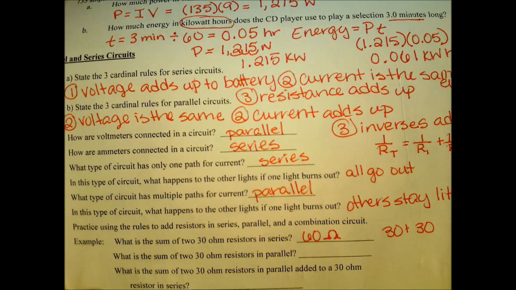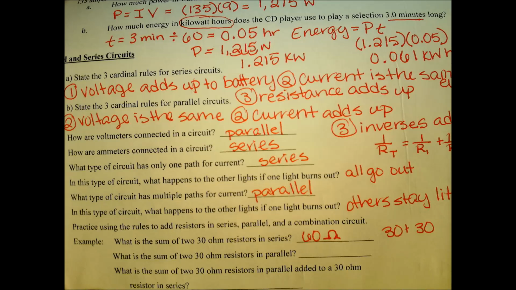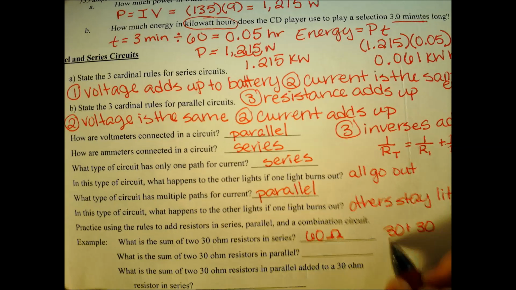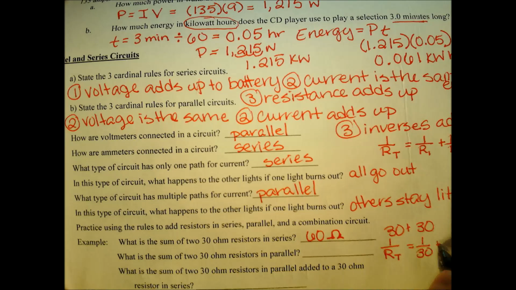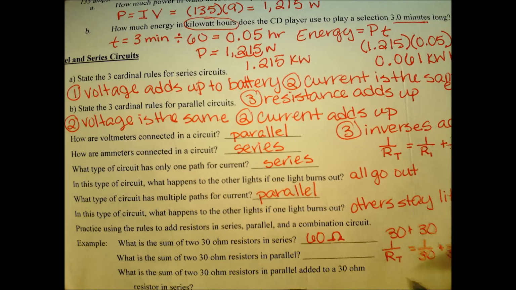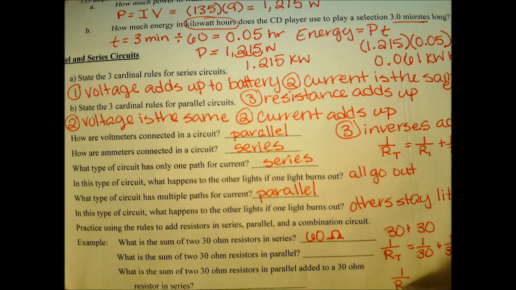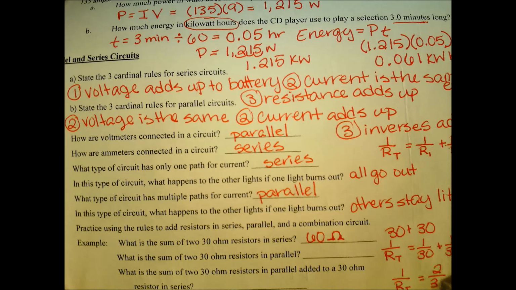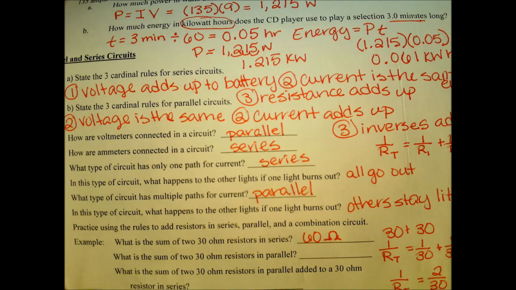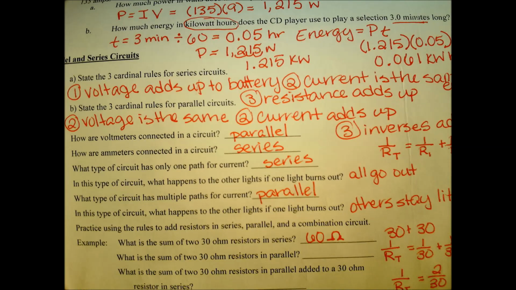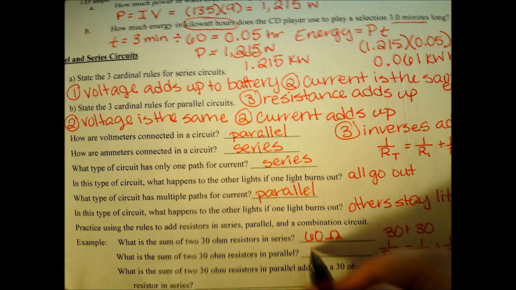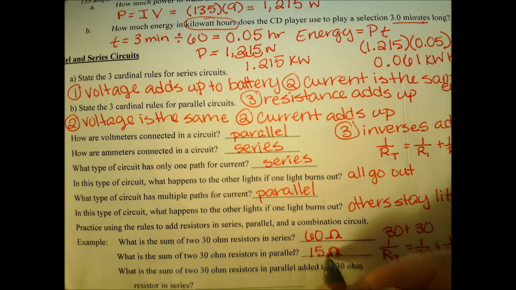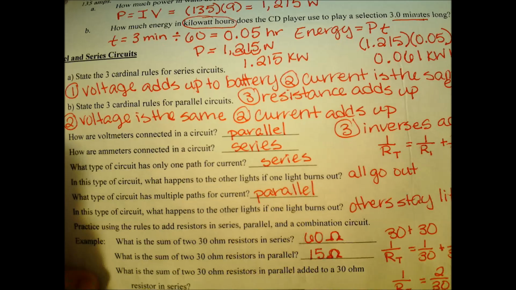The next one's a little bit more difficult. What is the sum of two 30 ohm resistors in parallel? So that's going to be 1 over our total equals 1 over 30 plus 1 over 30. So 1 over our total equals 2 over 30, since they have a common denominator. Then we're just going to take the reciprocal of both sides. So our total is 30 over 2, or 15. So 15 ohms. But here's the more difficult one.